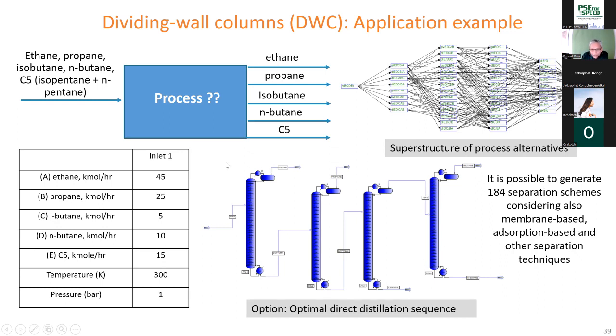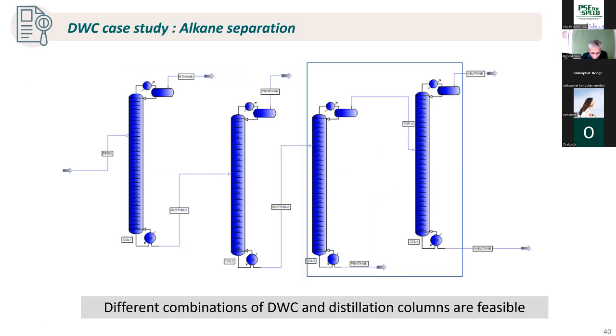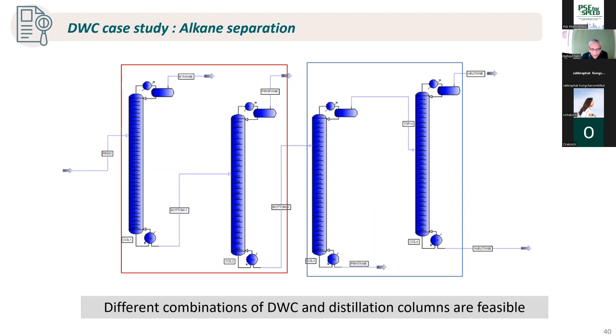So if this is the optimal, now we will try to make this our base case reference, and we will try to improve further. So this is our base case. And now what we will try to do is combine two distillation columns to become a dividing wall column. We can say that these two we can combine, or we can combine these two, or we can combine these two. So there are three ways we can make dividing wall columns, three different pairs. Which one is the best?